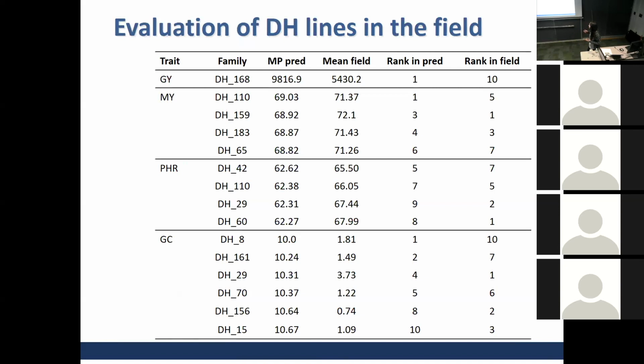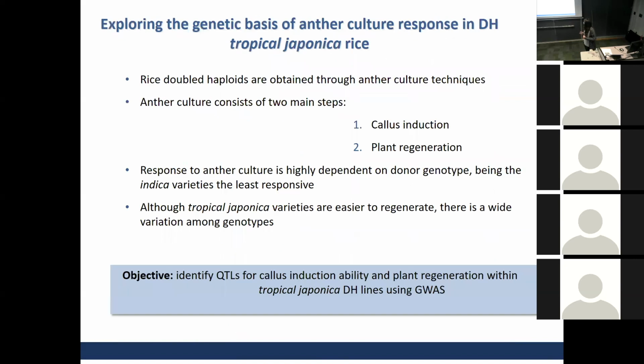But here for milling quality traits, we found 4 families out of 10 were in common between the two rankings, and for grain chalkiness, 6 families out of 10 were common between the two rankings. So again, we are waiting for more data to analyze from the field, but this is promising for us, because genomic selection could be a good strategy to predict milling quality traits in rice. So that was everything about genomic prediction.